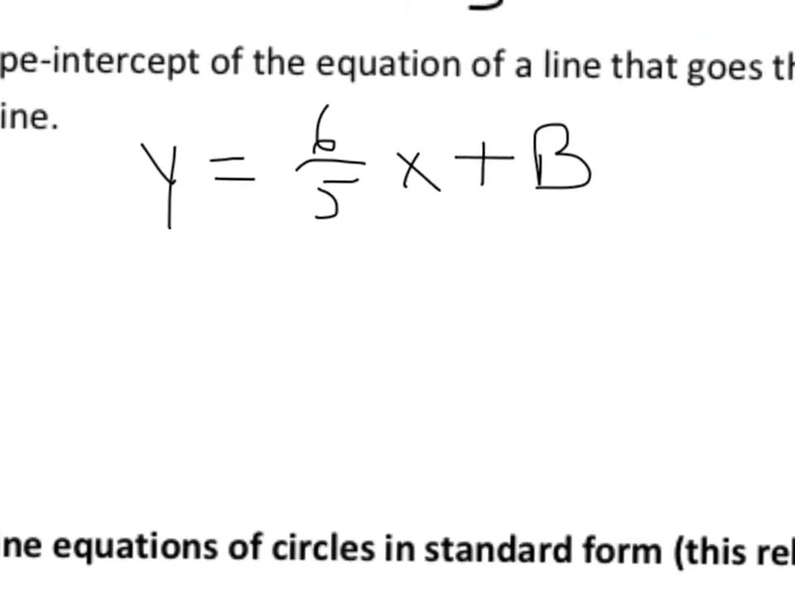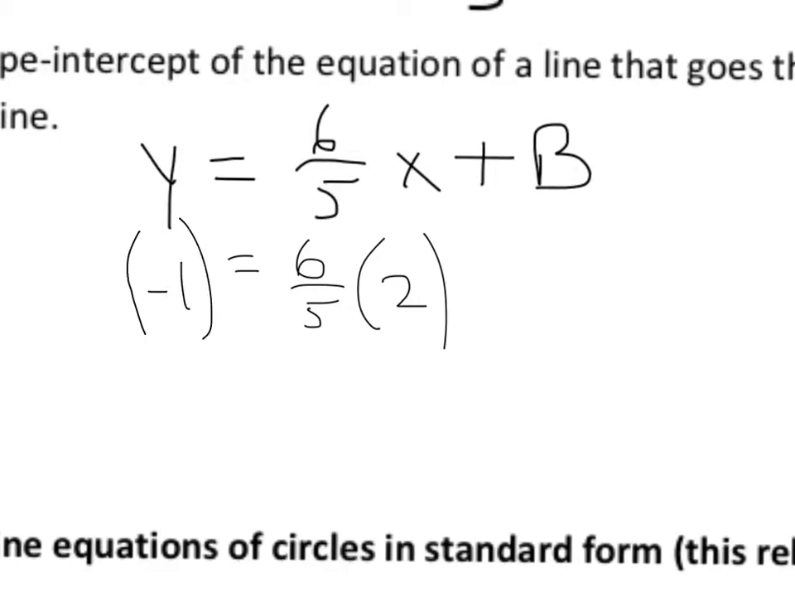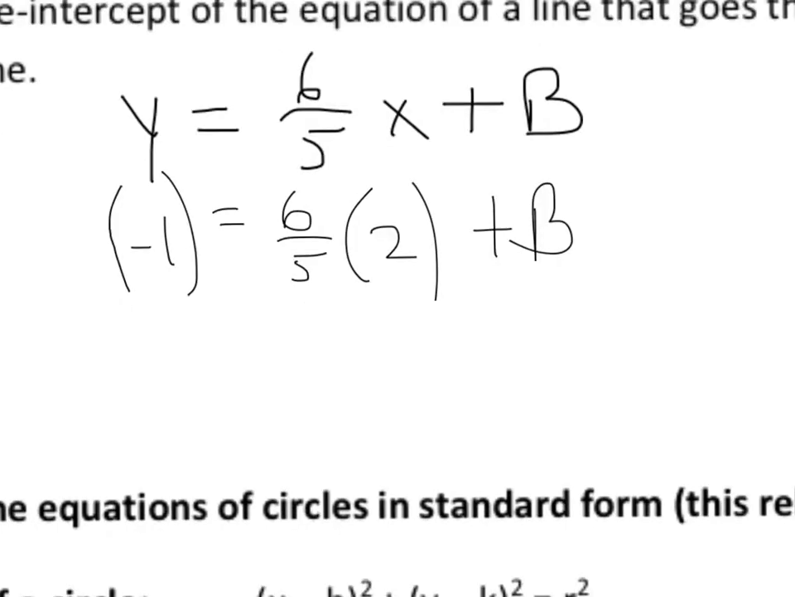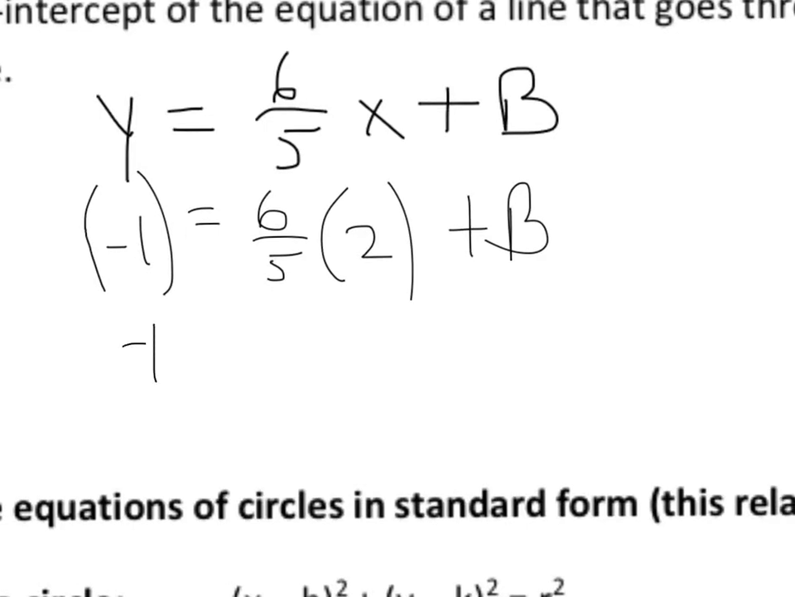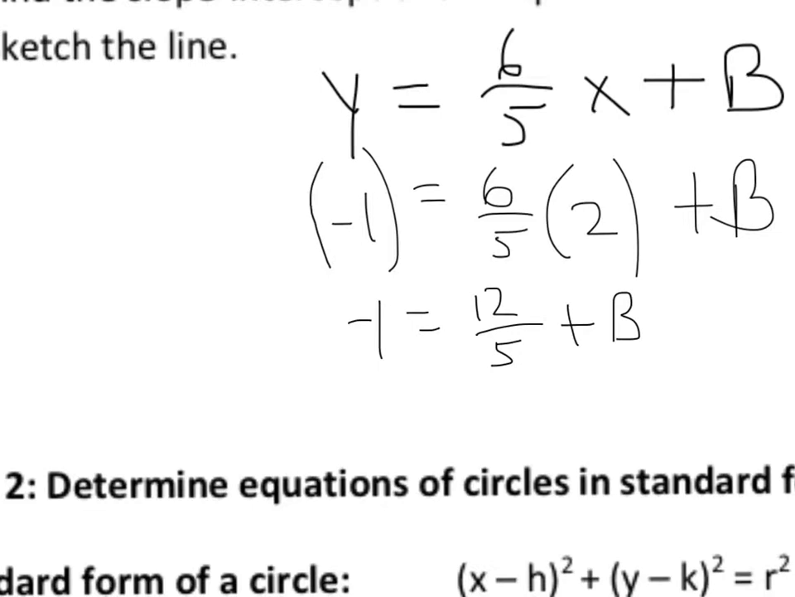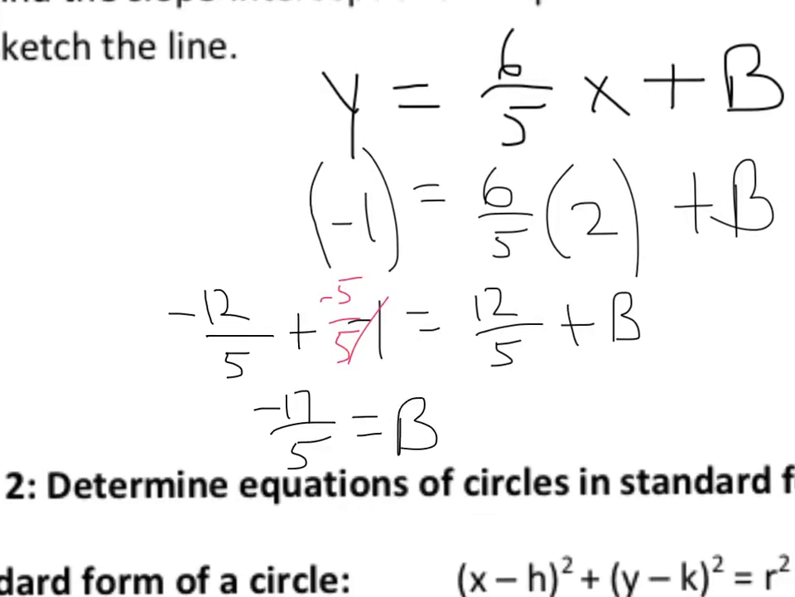So we have 6/5 is our slope, 2 for x. Okay, y equals negative 1, I plug that in for y. And now we simplify. I have negative 1 equals 12 over 5 plus b, that's 6/5 times 2. And now I subtract over, so I have negative 12/5 plus negative 1. And now I want to change negative 1 into same denominator as 5, so that would be negative 5 over 5. We add those together will give us negative 17 over 5 equals b.